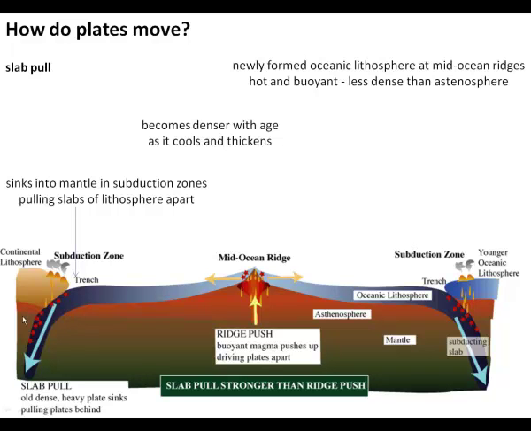And the key element is that this slab pull element, where the old dense heavy plate sinks, drags the younger cooling oceanic lithosphere laterally and ultimately down into the subduction zone.